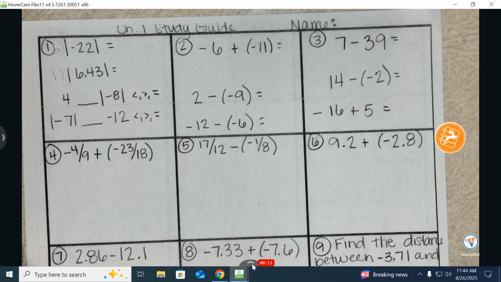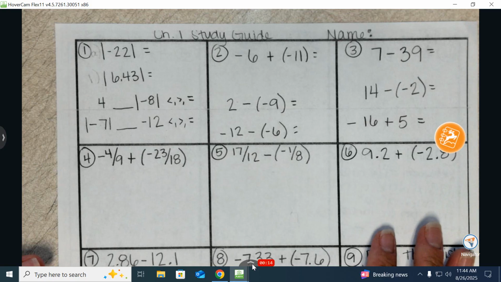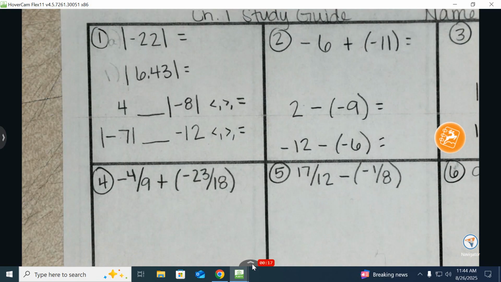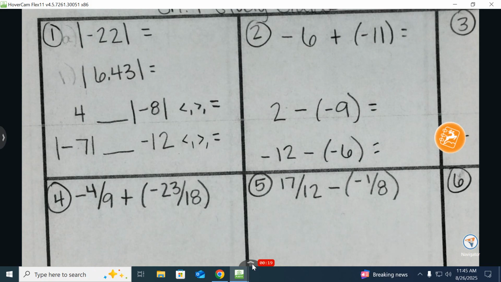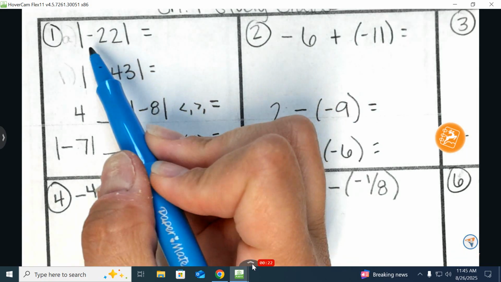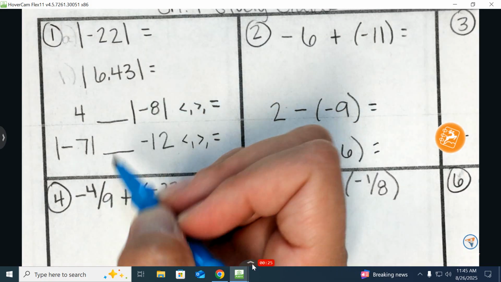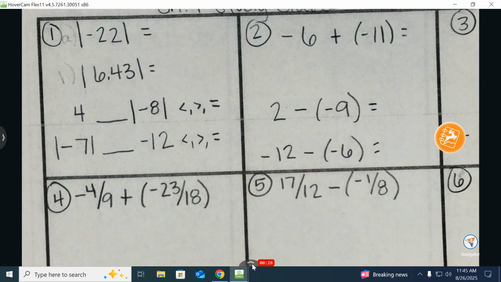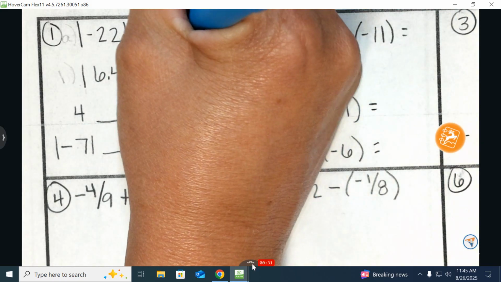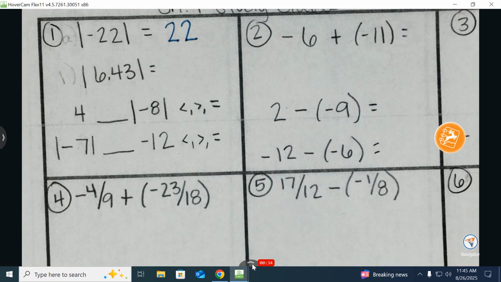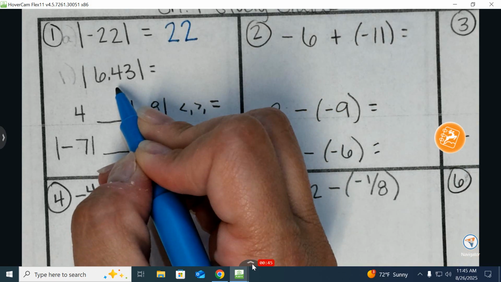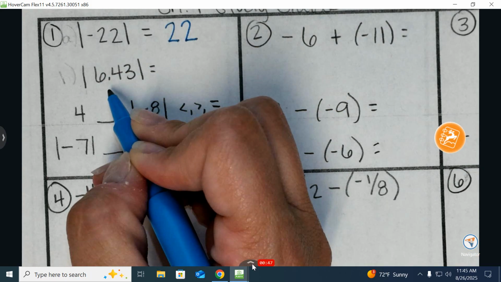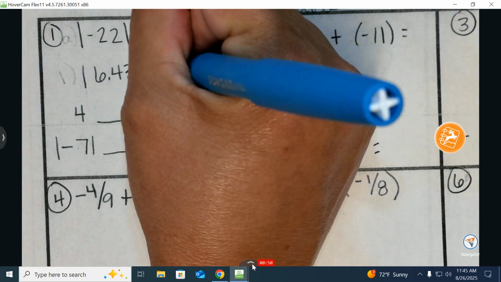We started off the chapter with absolute values, so looking at number 1. Absolute value is the distance a number is from 0. So the absolute value of negative 22 means that it is 22 spaces away from 0. So your absolute value is always the positive of it. So it is positive 22. The absolute value of 6.43. So the absolute value is the positive. Even if it is positive inside the absolute value, it is still just 6.43 away from 0.